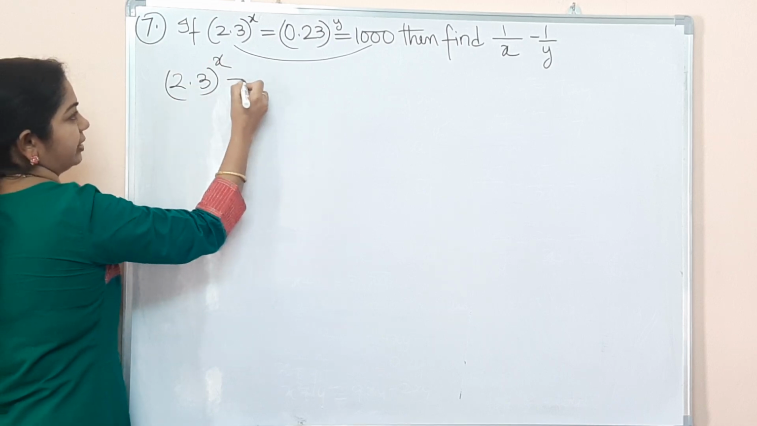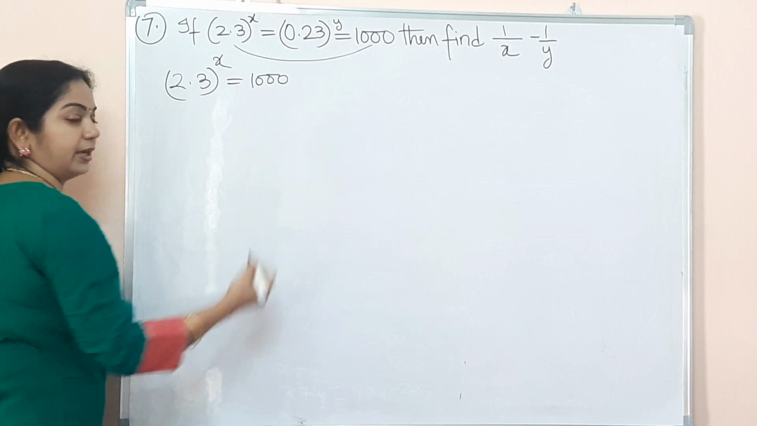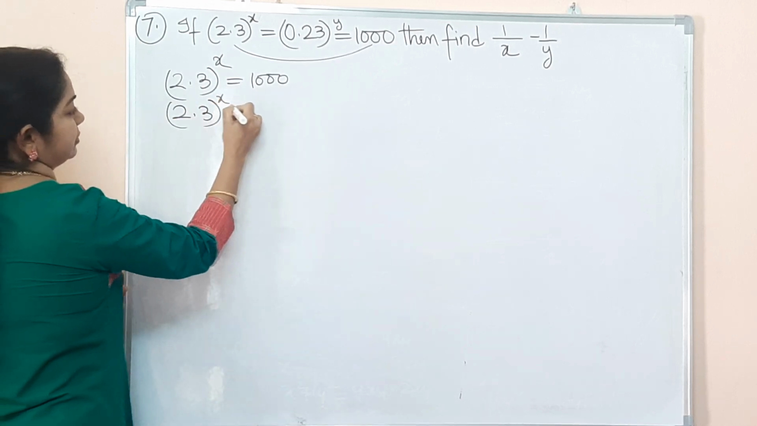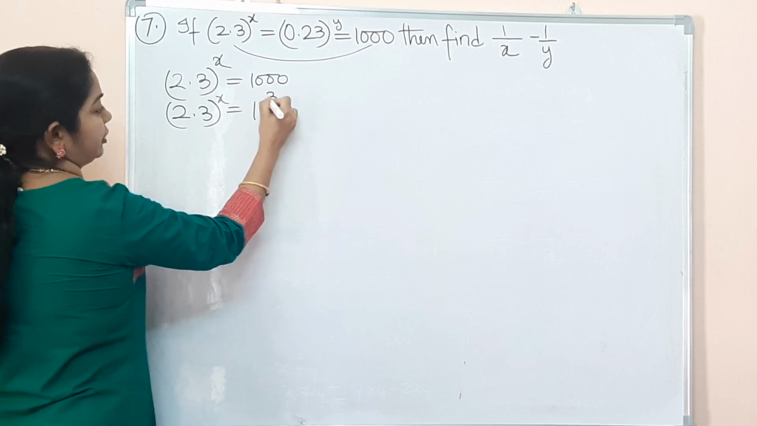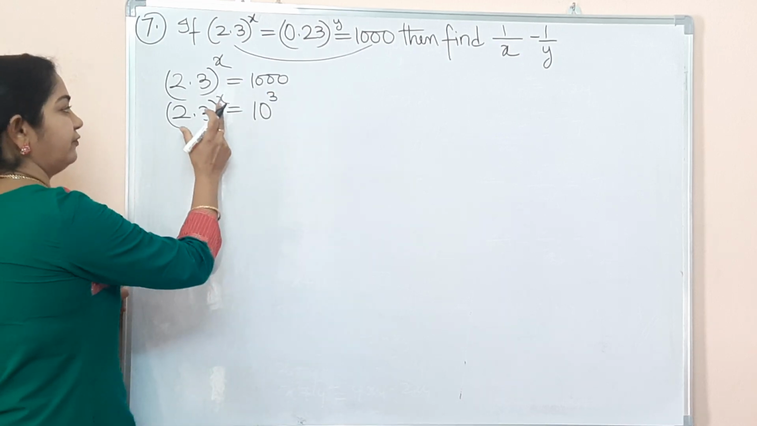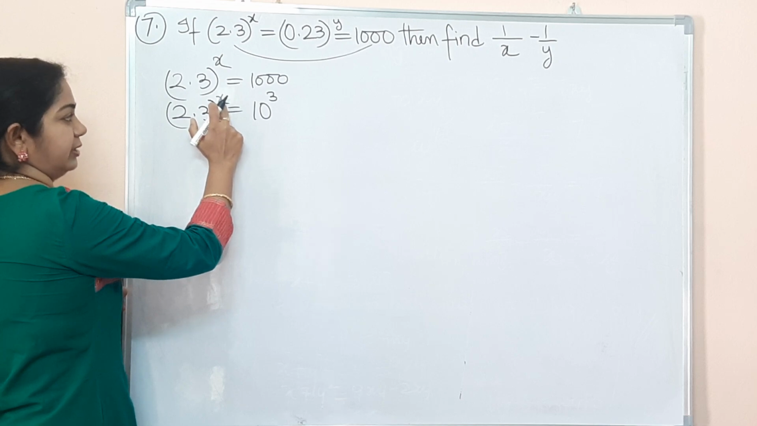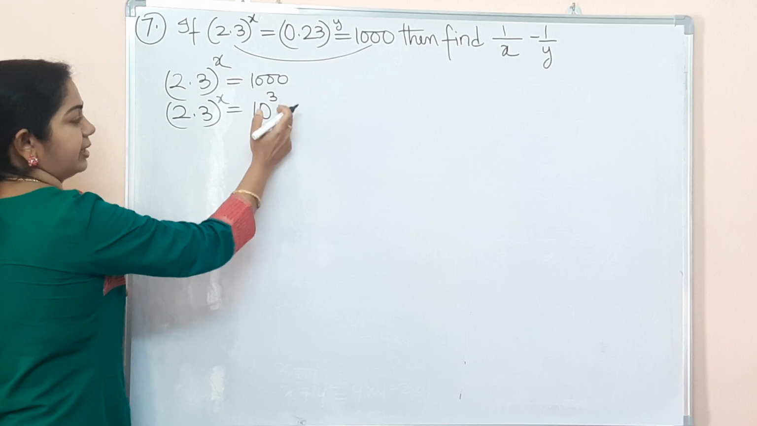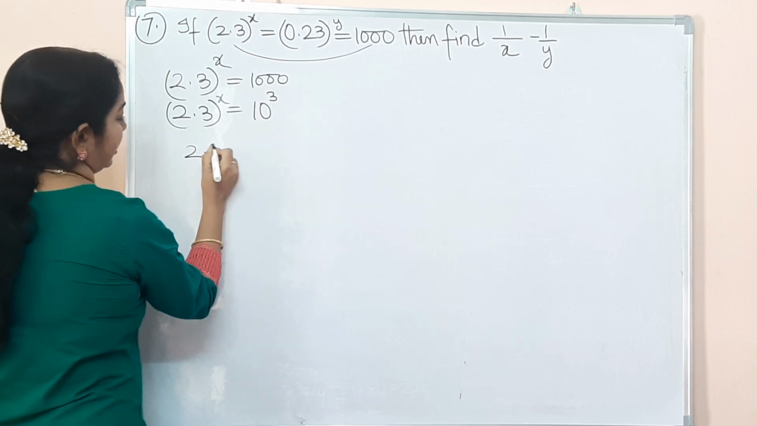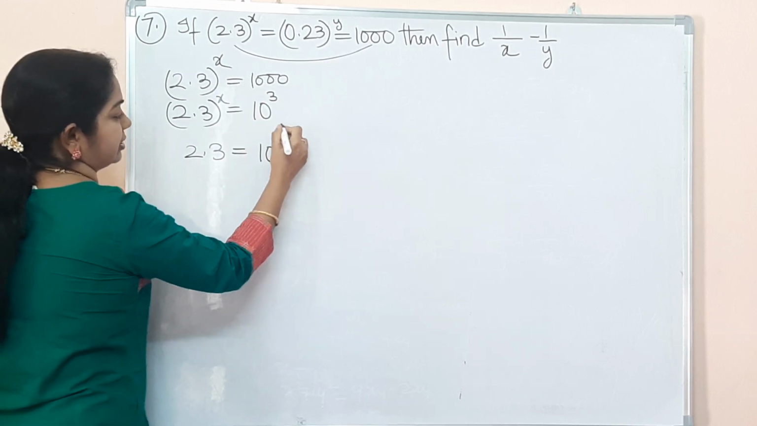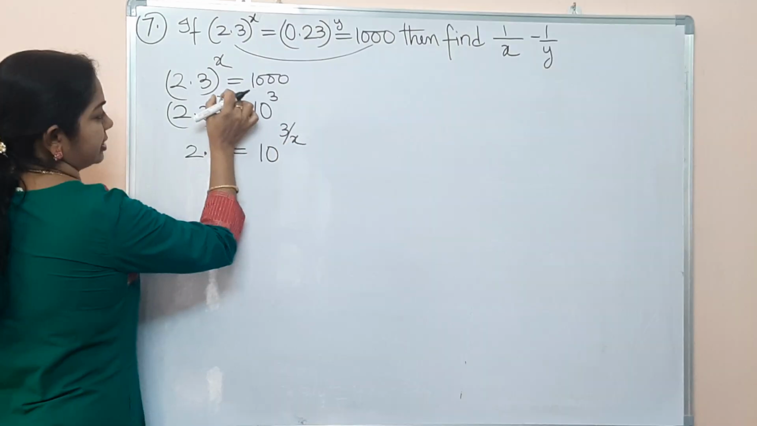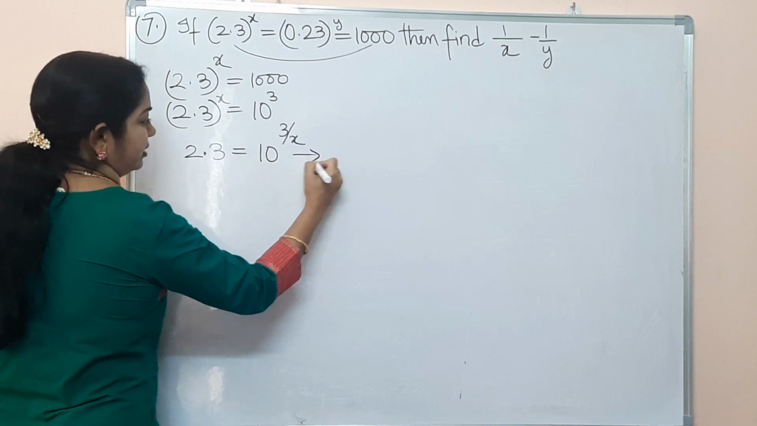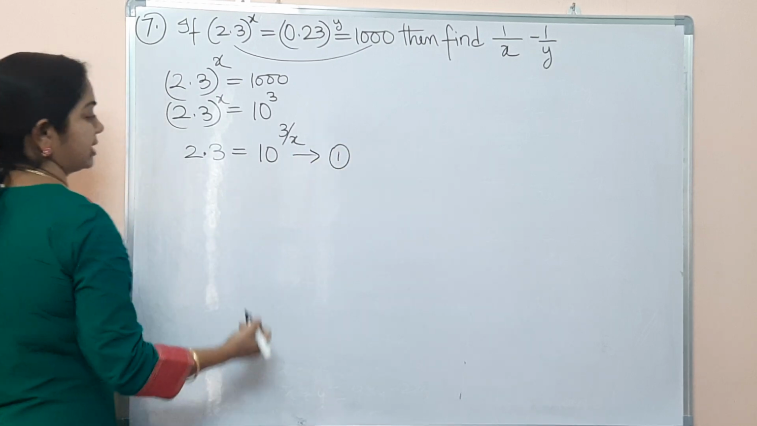2.3 whole to the power of x equal to 1000. Okay. Now 1000 I can write it as 10 cube. If I want to bring this exponent to the other side, it will be raised to 1 by x. So 2.3 is 3 raised by x, the exponent to the other side, it becomes 1 by xth part. Let this be equation 1, for substitution we'll take.